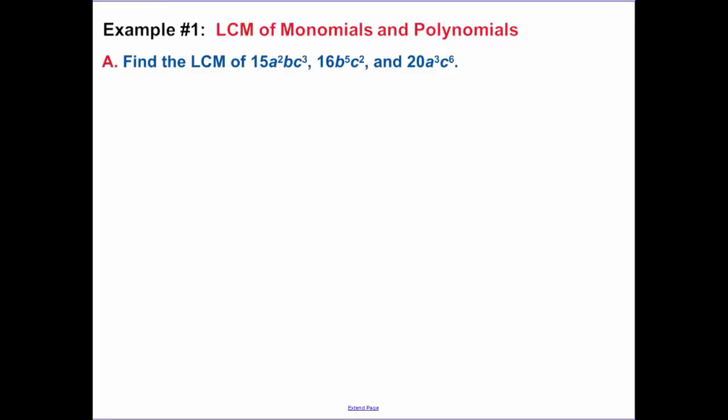Now looking for our least common multiple of monomials. Monomials, one term. Okay, so we have to break this down. We have to break down 15 a squared bc cubed into 15. Well, that is 5 times 3, a times a times b times c times c times c.